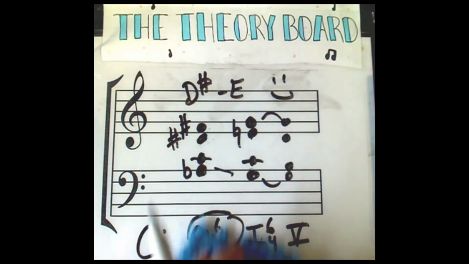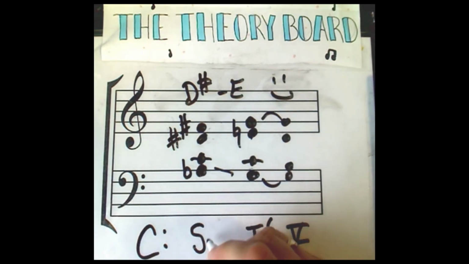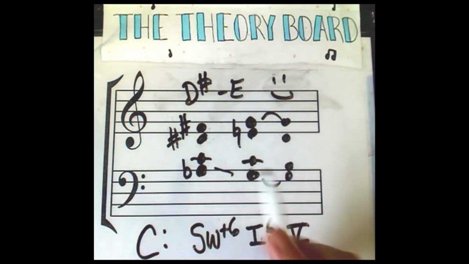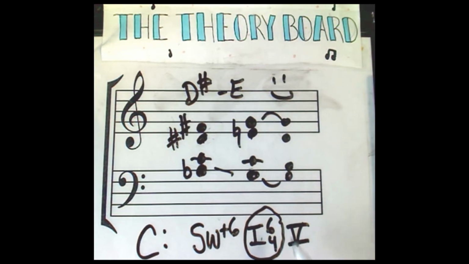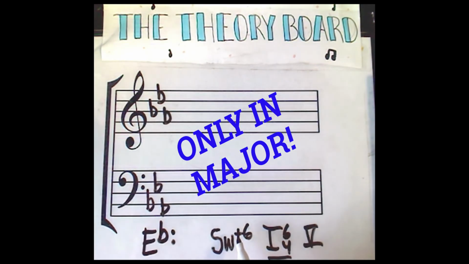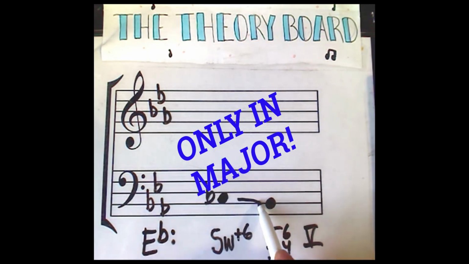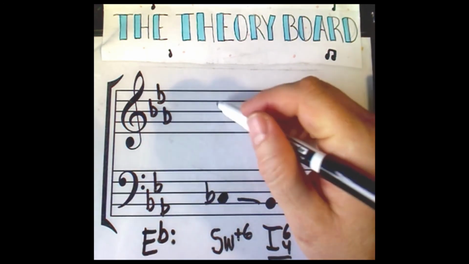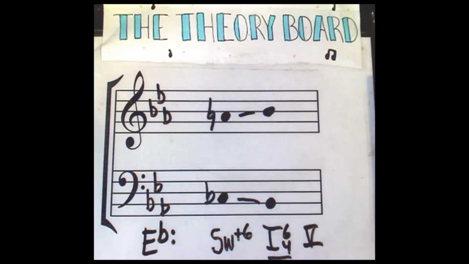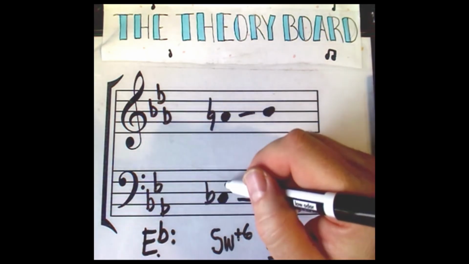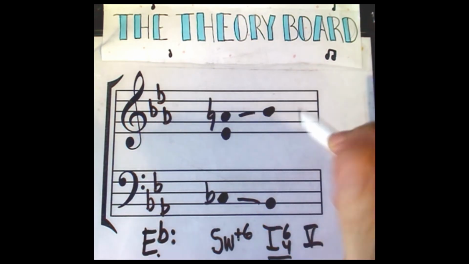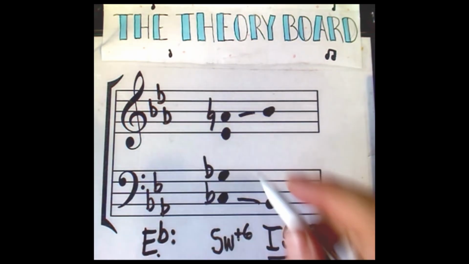So we can't call it a German augmented 6 chord anymore. We're going to call it a Swiss augmented 6 because that D sharp makes it look like a French, although it sounds like a German. But this only happens in major. Here we have E flat major, and here we have our flat 6 and our sharp 4 going out to the octave. Here we have the first scale degree and the minor third scale degree.